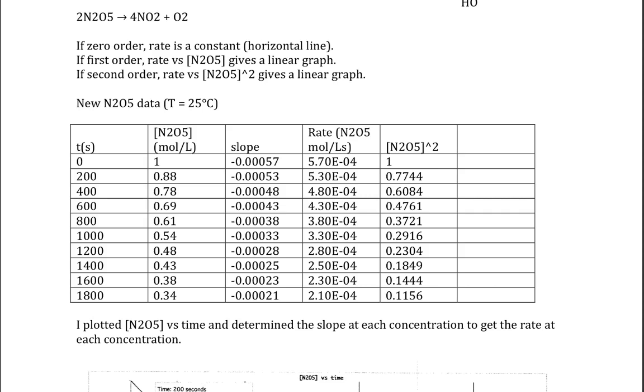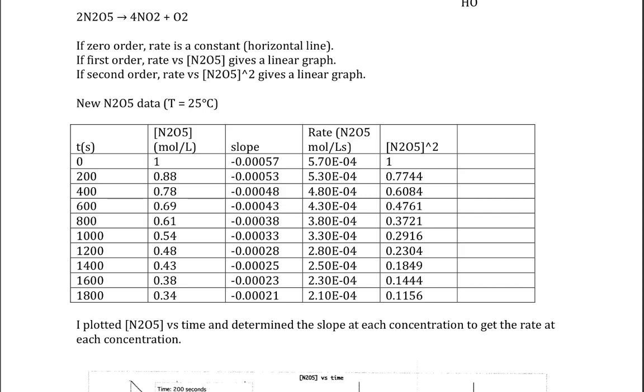If it's 0 order, then the rate is constant. That is to say, we'd get that horizontal line. If it's first order, then rate versus N2O5 gives us a linear graph. If it's second order, rate versus N2O5 squared gives a linear graph.